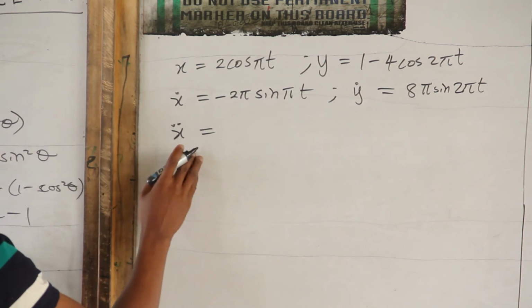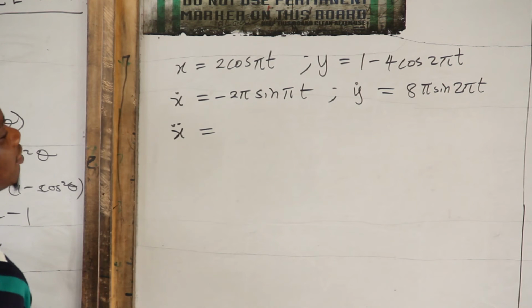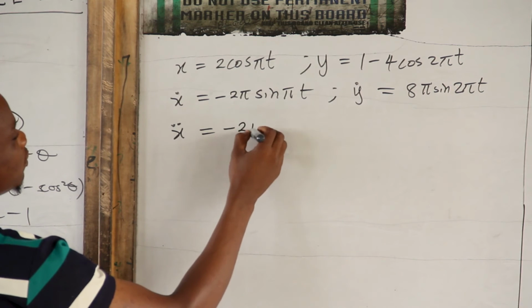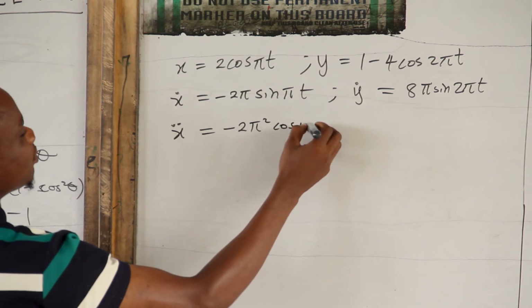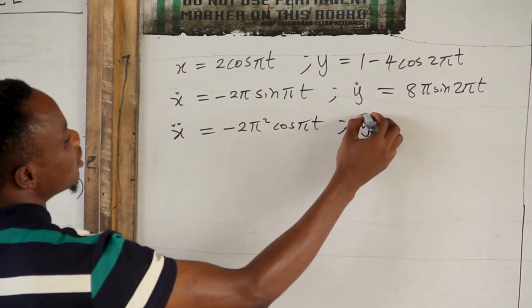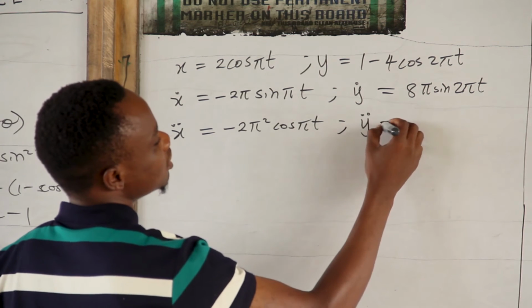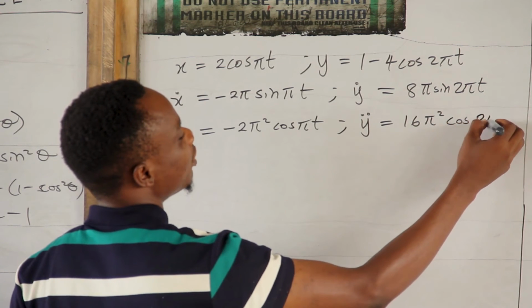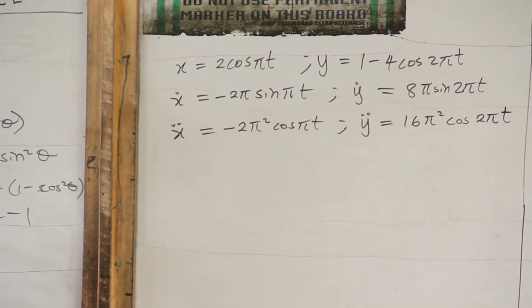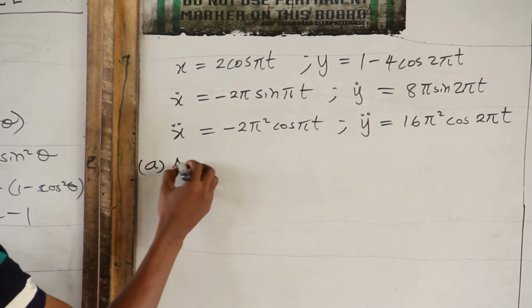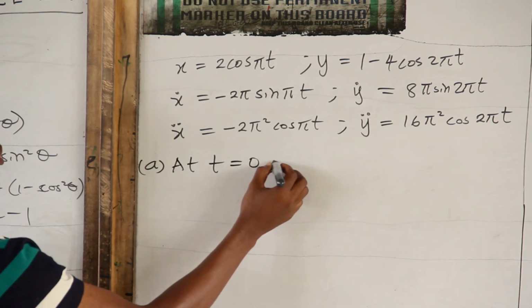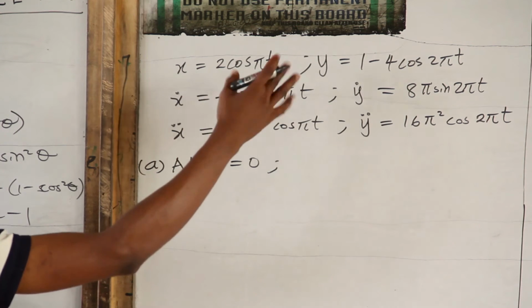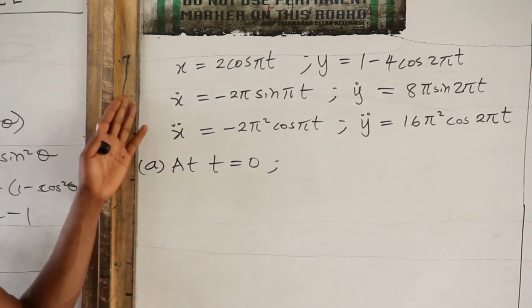So this is going to give us x dot dot, which is minus 2 pi squared cos(pi t), and y dot dot will be equal to 16 pi squared cos(2 pi t). Alright, so we can also evaluate them at t equals 0. On the A part, at t equals 0, I don't need x and y, I just need velocity and acceleration.